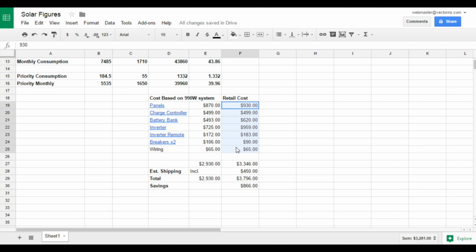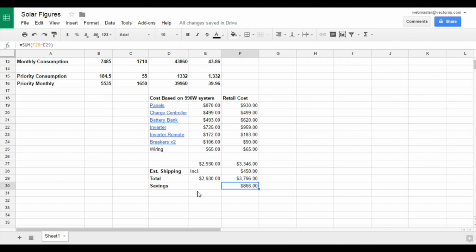None of these numbers include shipping, so I've added some estimated shipping to the retail cost, and came up with a total of $3,796 for retail. I paid $2,930 for all this equipment and saved about $866 just by shopping around.